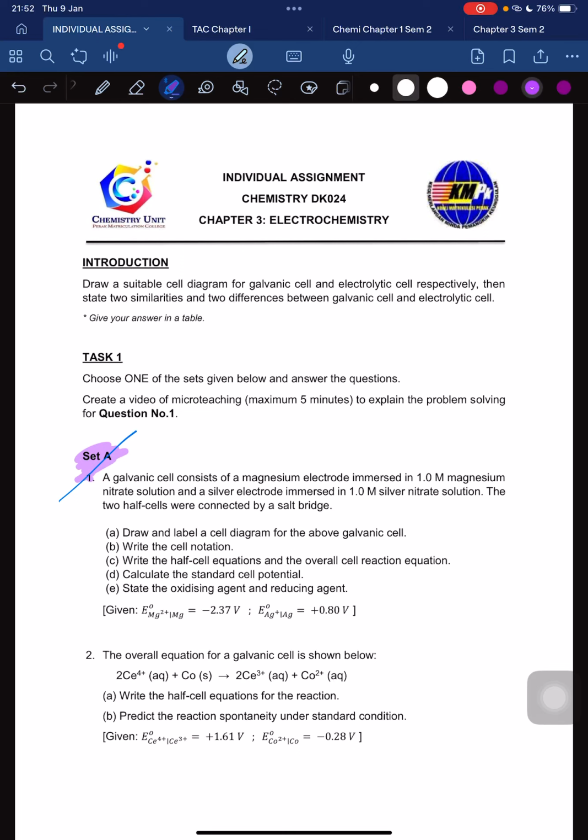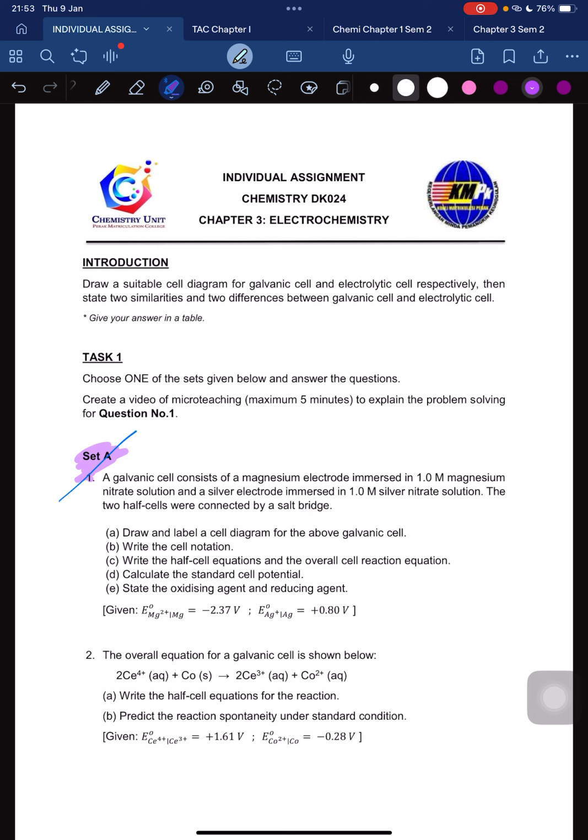Rahima. So today I'm going to talk about my chemistry individual assignment. So for task 1, I'm going to talk about set A. A galvanic cell consists of a magnesium electrode immersed in 1 molar magnesium nitrate solution and a silver electrode immersed in 1 molar silver nitrate solution. The two half cells were connected by a salt bridge.